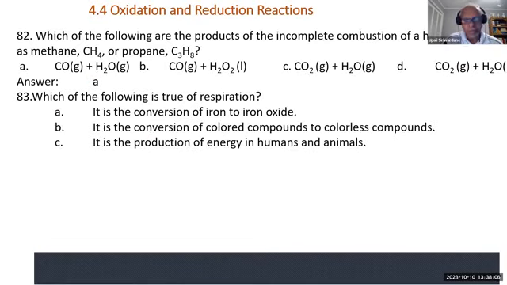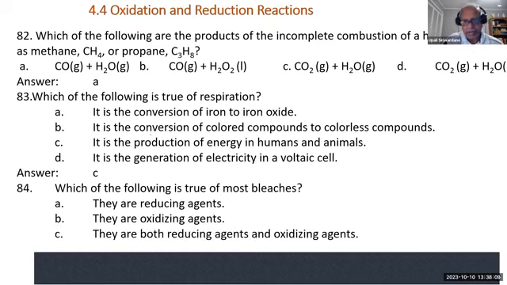We can go through some of the questions. I am only showing you basic stuff. Which of the following are products of incomplete combustion? Incomplete combustion produces carbon monoxide and water. Normally it goes to carbon dioxide and water. Therefore, this is the correct answer. This is not water. That's wrong. This is the correct answer.